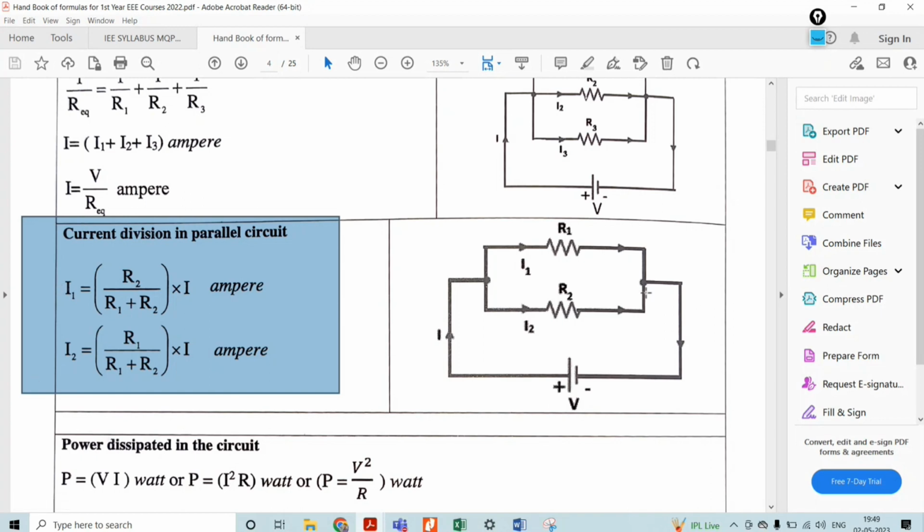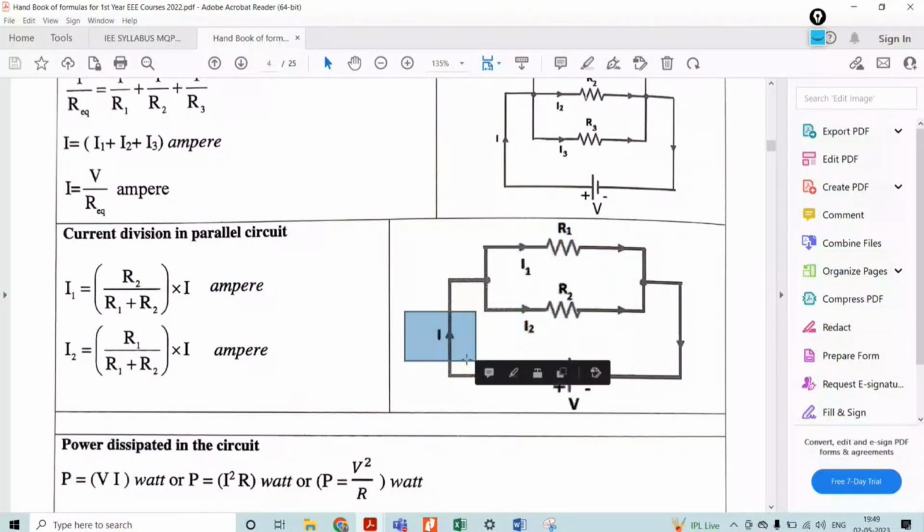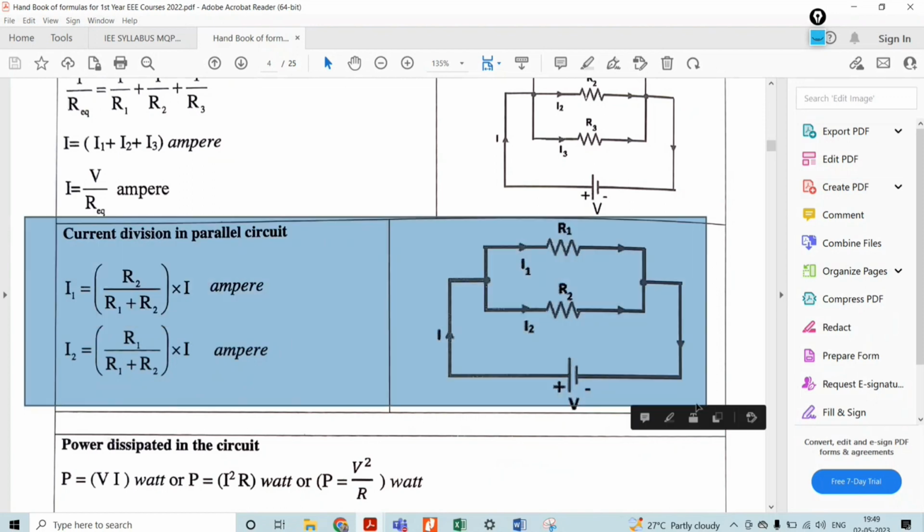I1 is equal to the opposite resistance divided by the total resistance, that is R2 divided by R1 plus R2 into the total current I. Correspondingly, I2 is R1 divided by R1 plus R2 into I. This is how you have to evaluate I1 and I2. For that reason, they have provided this equation. Based on the data provided, you can make use of your formula.